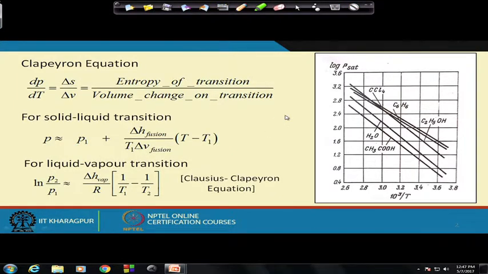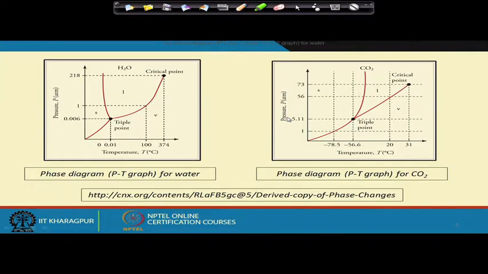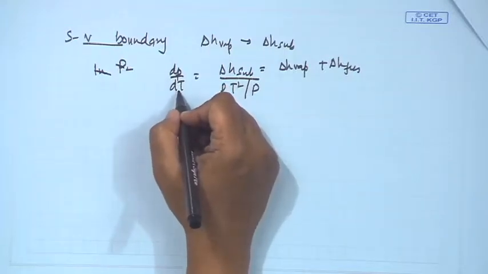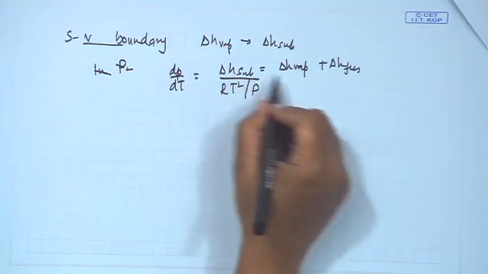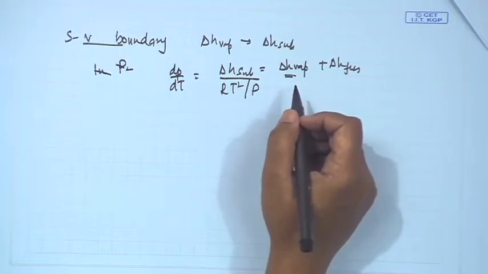if you observe the PT curve, you will see that the solid vapor transition line is much steeper as compared to the liquid vapor transition line, and this can be explained from the fact that it arises since delta H sublimation is involved in the solid vapor transition curve, and delta H sublimation is much greater as compared to delta H vaporization.